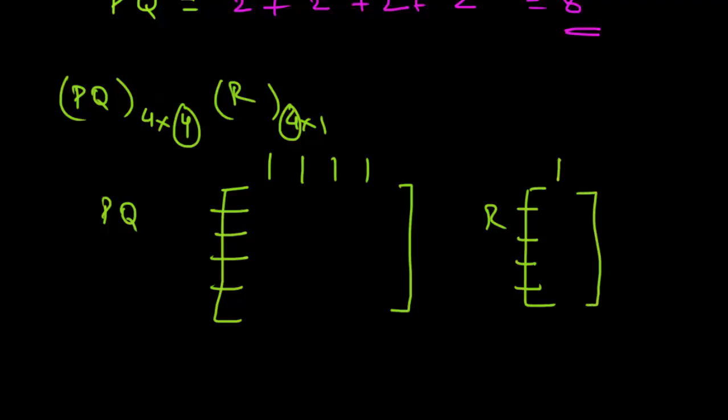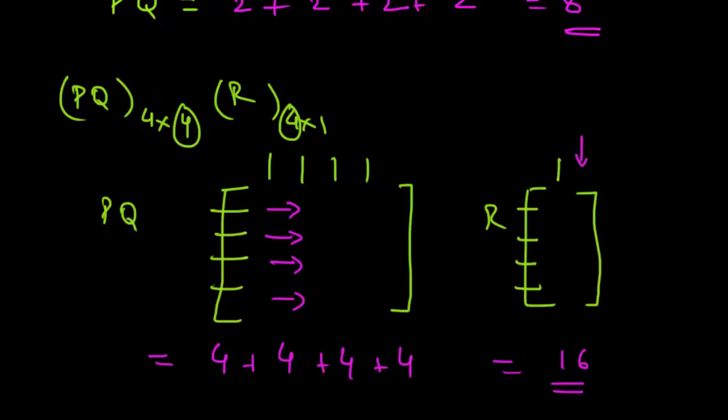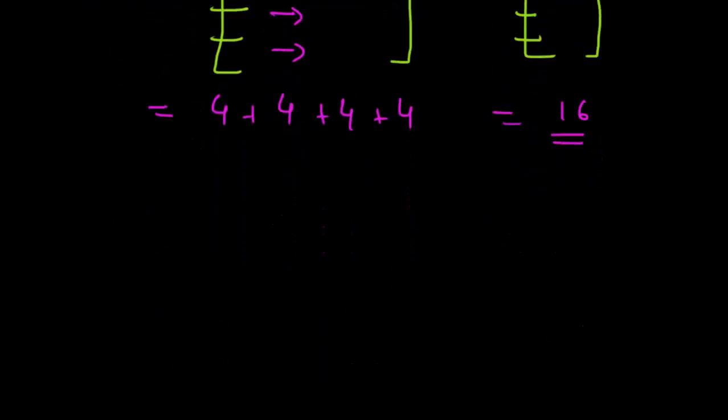Okay, so we'll take first row and multiply it with first column. So we will have 4 multiplications. Next, if you take second row and multiply it with first column, again 4 multiplication. Similarly for third row and fourth row, we'll have 4 and 4 multiplications. So 4 plus 4 is 8 and 4 plus 4 is 8. So 8 plus 8 is 16 multiplications. Okay, this is one case.